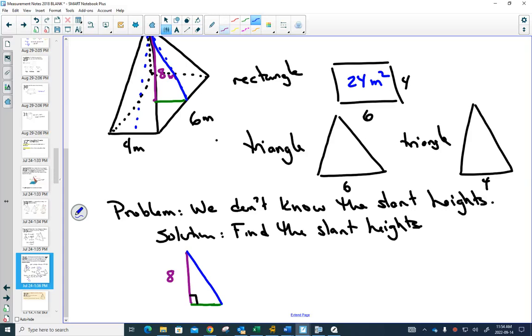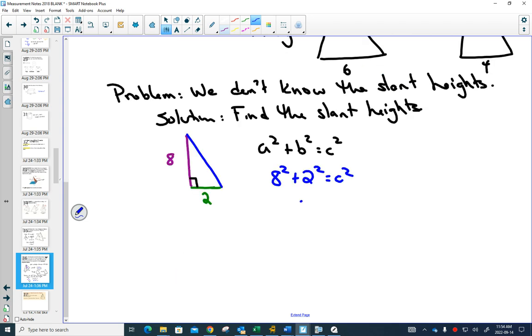Oh, what do you see? And then something you know from before, a squared plus b squared equals c squared. Because it's 90 degrees, we can use a squared plus b squared equals c squared. So we would have 8 squared plus 2 squared equals c squared. Careful, 8 squared is not 16, it's 64. Plus 4 is 68 equals c squared. And so c would equal the square root of 68.